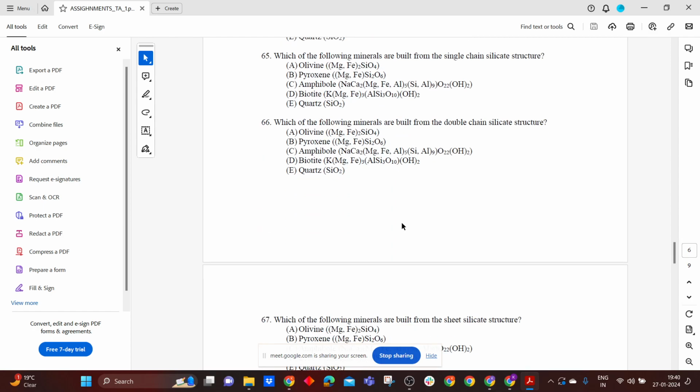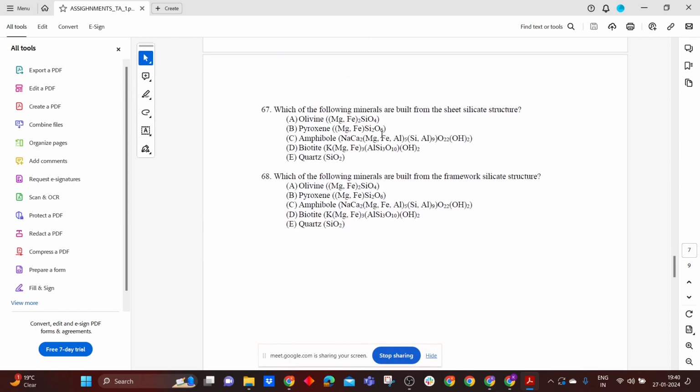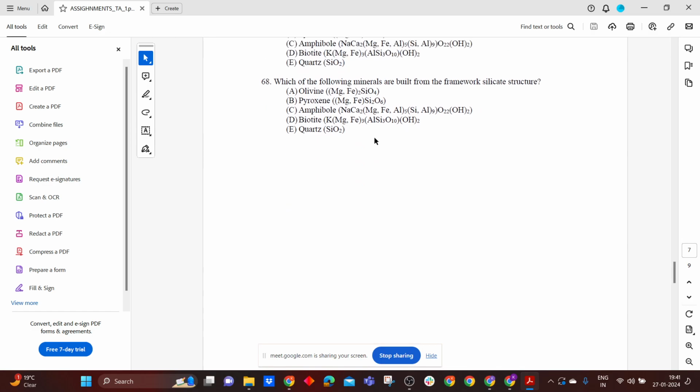Double chain amphibole. Yes. And which of the following minerals is built from the sheet silicate structure? Biotite, sir. Okay, biotite. Very good. And which of the following minerals is built from the framework structure? Quartz, sir.